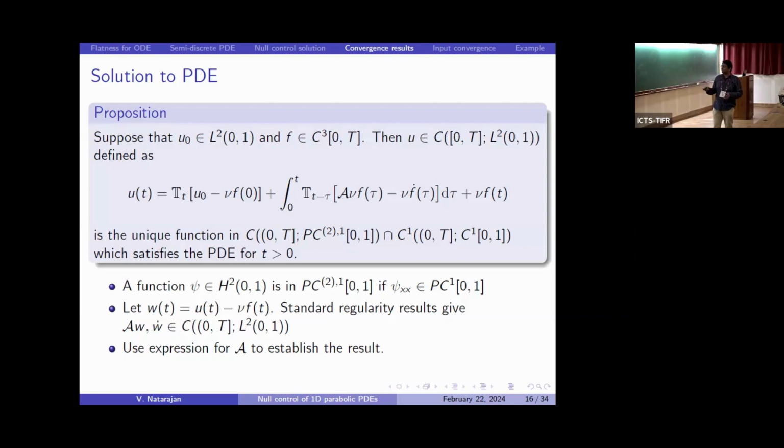The proof is straightforward. You do the transformation I mentioned earlier. You define W as U minus nu F, so that the control goes from the boundary to the state. Then standard results will tell you that W dot is a continuous function in L2, AW is a continuous function in L2, and so on. Then you can use the expression for A2, the formula we have for A2, to get this result. From here we can claim that the solutions have this regularity.